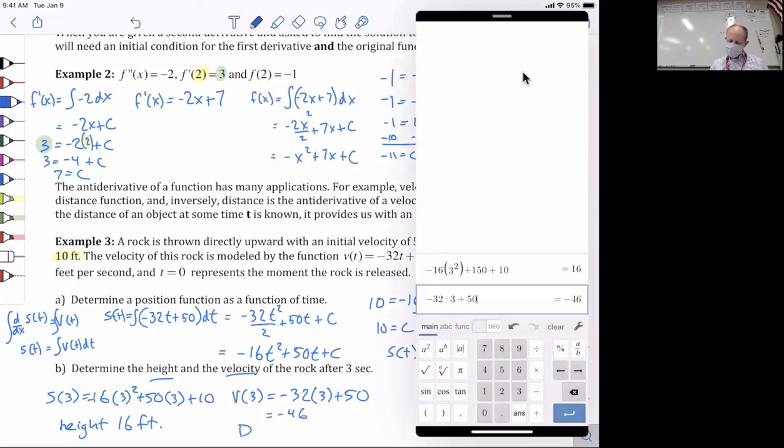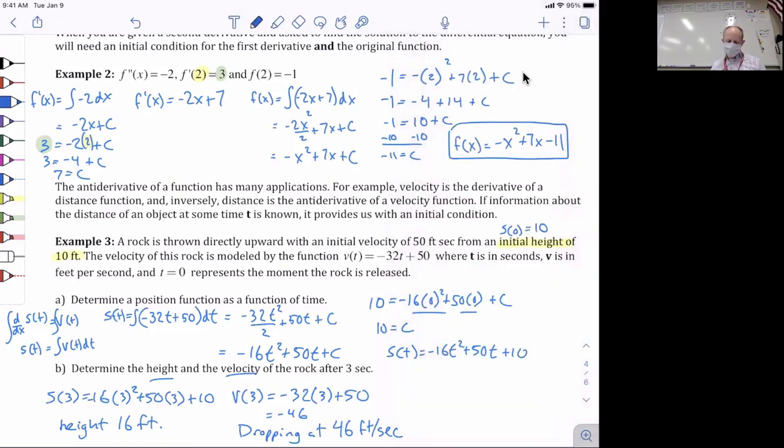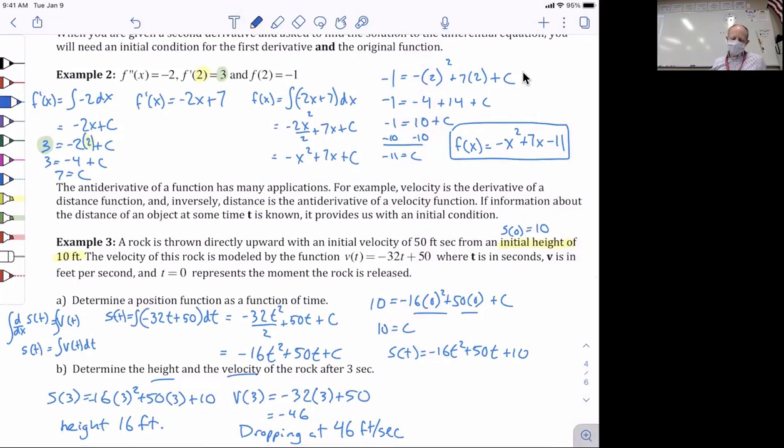So what that means is it's dropping, it's coming back, and it's moving 46 feet per second. Okay, so we do know it's coming down, it's on its way back down because the first derivative, the velocity, is negative. So the function's decreasing. All right, so that is antiderivatives, indefinite integration, and how to solve for c when you have an initial condition.